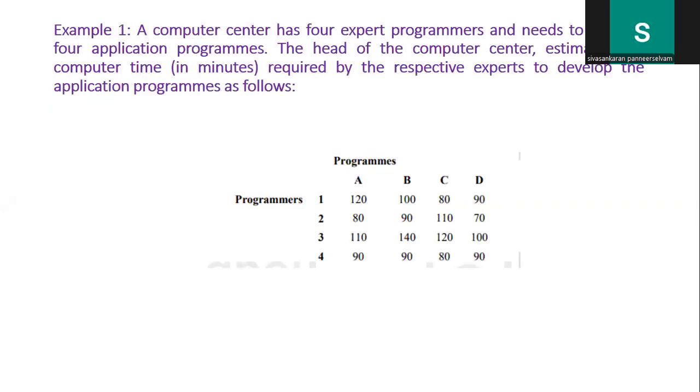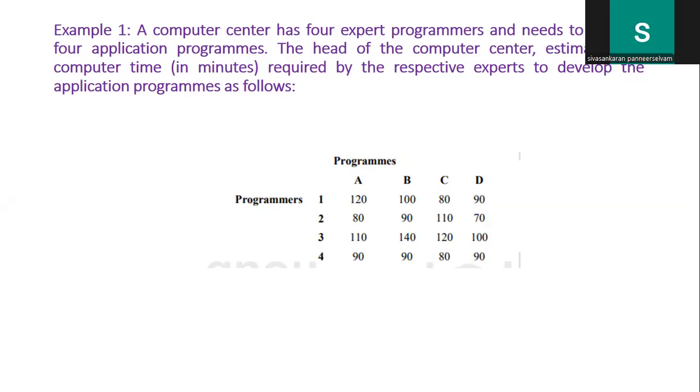Now let us go with a numerical problem for practice. Let us take a computer center. In the computer center, there are 4 programmers working. The primary duty of the programmer is to develop customized software, say application programs. Here we have to find out the minimum time required by the programming experts to develop different varieties of application programs.